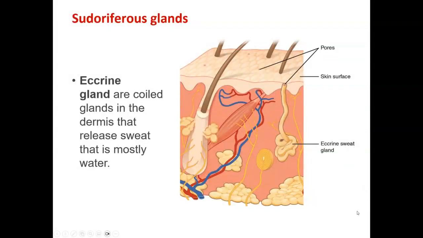So this would be a sweat gland. The sweat gland itself is down here in the dermis, but it has a tube or duct leading to the surface where the sweat comes out on the skin.